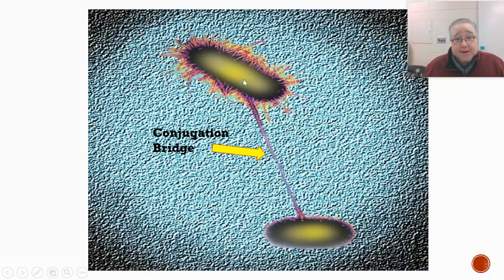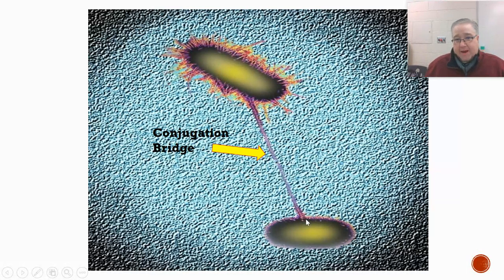So here's a picture of this. Let's say, for example, down here, this is your S strain. That was dead. It was heat killed. And up here is your R strain, right? That normally doesn't cause disease. They can actually form this little bridge. It's called a conjugation bridge. It's almost like a little tunnel. And within that tunnel, they can swap DNA, or one bacteria can take the DNA from another.